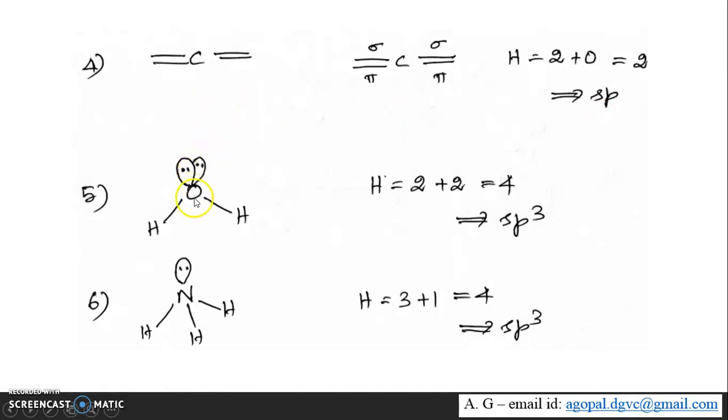Similarly, if I take this example, the water molecule, the oxygen atom has two single bonds and two lone pairs. So H is 2 sigma bonds and 2 lone pairs. So 2 plus 2, 4. Therefore hybridization is sp3. Similarly, in ammonia, we have 3 single bonds and 1 lone pair. So 3 plus 1, 4. The hybridization is sp3. These are all some common examples.